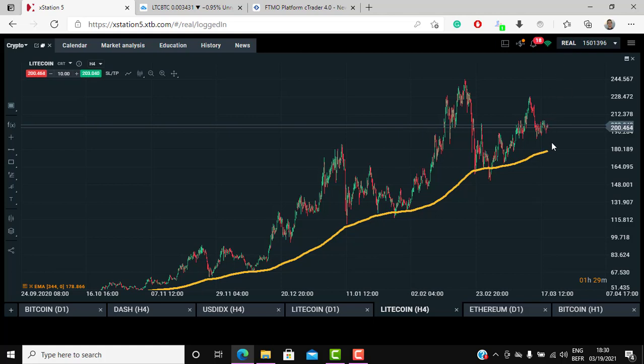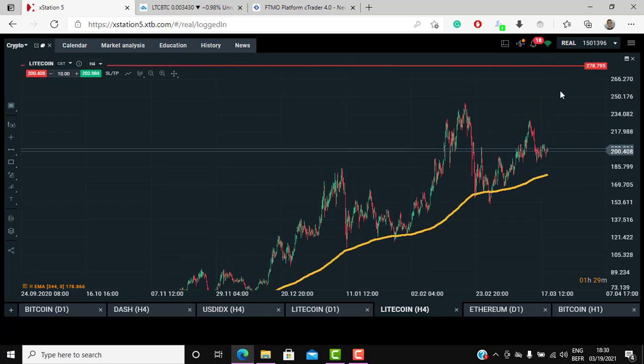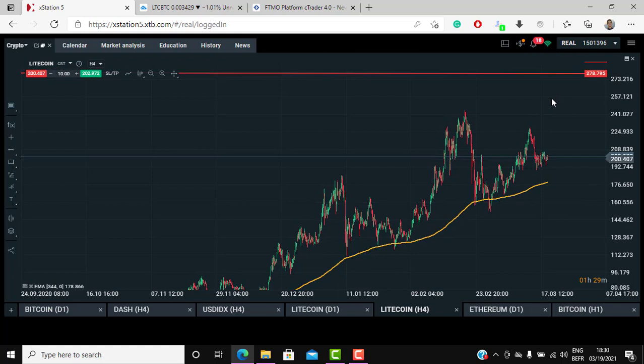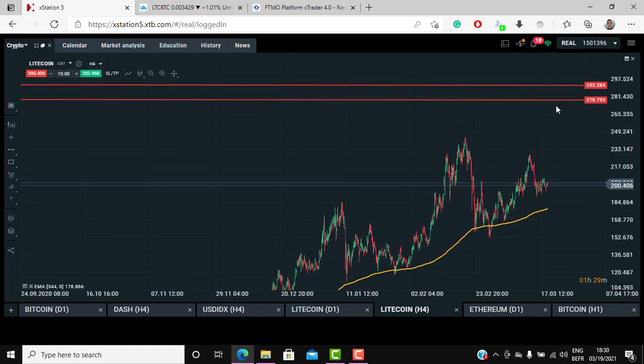But if we do have a move back to the EMA, this would be a perfect buying opportunity in my opinion. So you put the buying opportunity here, and then you put your stop below this EMA, and then you could wait for the next move to go up and lock in profit at the next target. So what is the next target? In my opinion, it's going to be the 278, the 292. These two are very important levels to watch for.